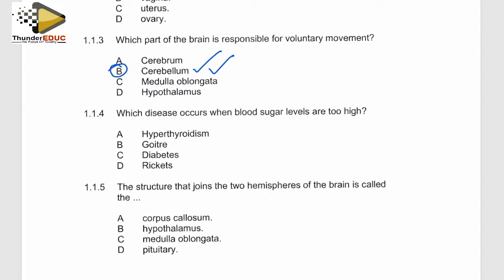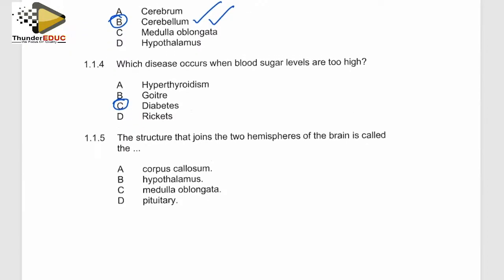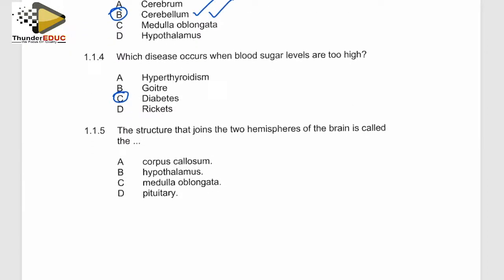Which disease occurs when the blood sugar level is high? When blood sugar level is high, we call it hyperglycemia. But based on our level, we don't have it here. Here it is diabetes. Remember, diabetes can be sugar too high or sugar too low. It's still diabetes, so we can say diabetes.